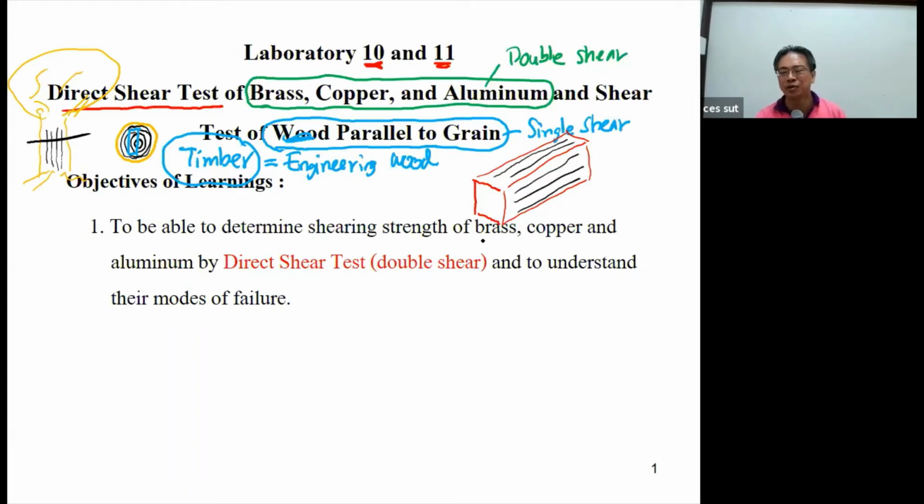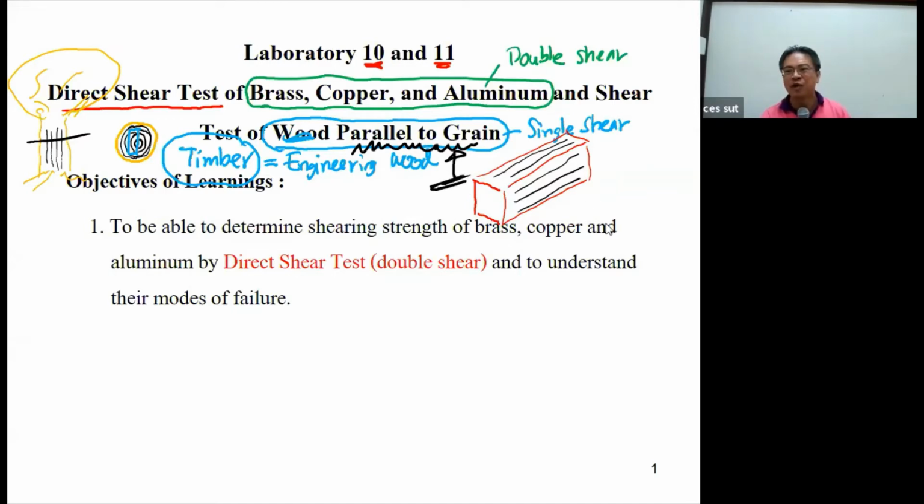Okay, so when you use the wood, most of the time we will use the timber parallel to grain to resist the force. And I will have this discussion later, because this parallel to grain is practically what is used in our engineering applications.